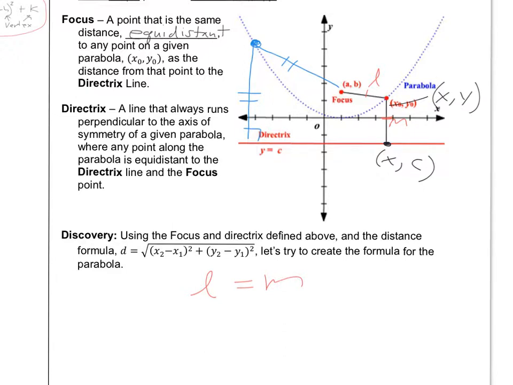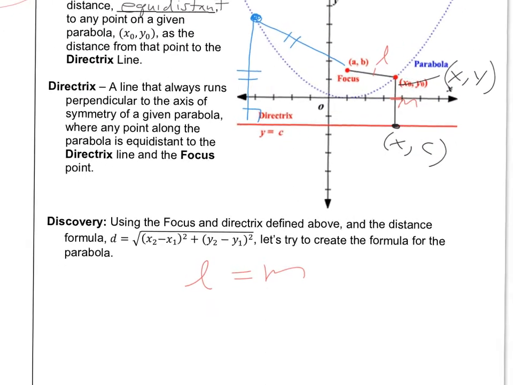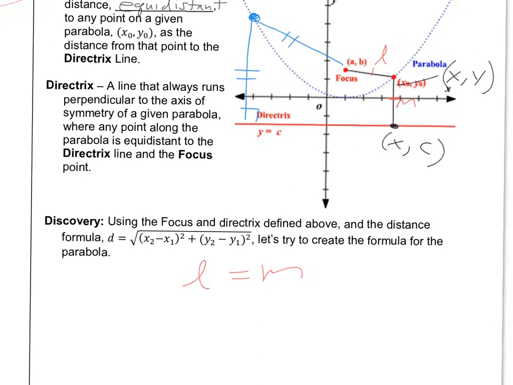So let's first define the distance of L. Remember, here's the distance formula. So it's the x2 minus the x1. So let's just say x minus a squared, and this is all underneath the square root, plus, now there's 2 y, so this would be like y minus b.